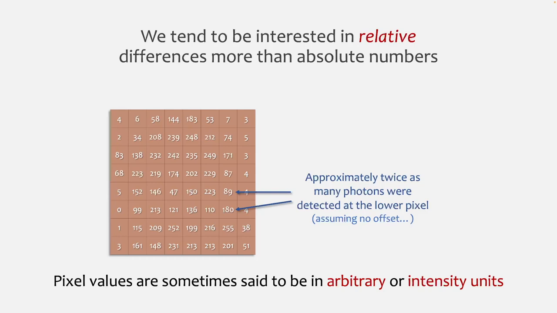So here I've got two pixel values. One is roughly twice as high as the other. And so we could say that it indicates about twice as much light was detected in the lower pixel as opposed to the upper pixel. This is assuming that we don't have an offset, and so even this is not really a perfect thing that we can count on, but for now, it's going to help to give us an idea that whenever we make measurements, we need to be cautious in our interpretation, and we tend to have to make relative measurements across an image as opposed to trusting any particular number that we get as a pixel value as being inherently meaningful in itself.